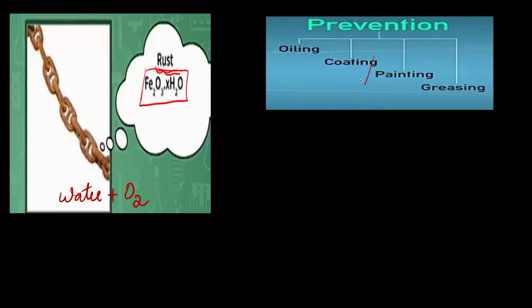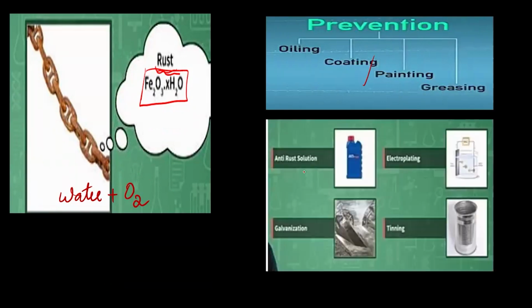And how will you prevent this? You can prevent this corrosion by oiling, coating, painting, greasing, or other methods like electroplating. You can use anti-rust solutions, tinning, or galvanization. All these methods you can employ to prevent rusting or corrosion.